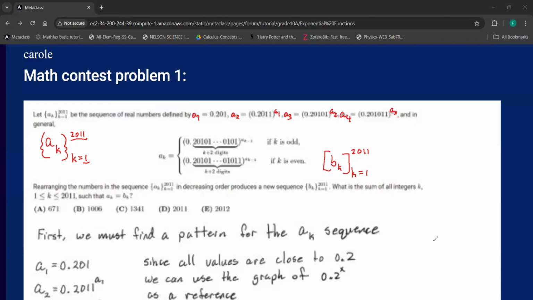Okay, so basically what this question is asking for is a of k, so the same term numbers, right? K has to be equal to k. So the term number of a must equal the term number of b. Let's just say a of 1 is equal to 0.201, and b of 1 is also equal to 0.201. Just so you know, it's not. Then in this case, 1 would be the answer.